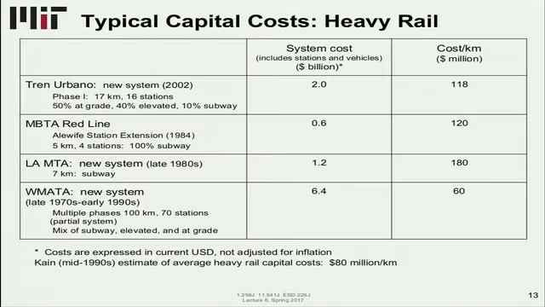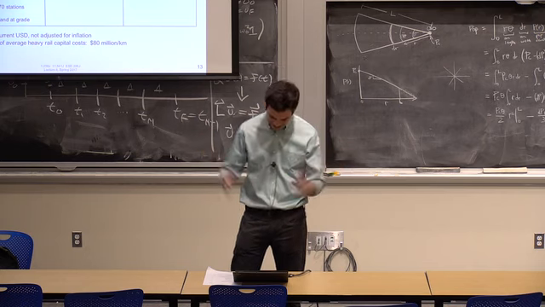Okay, so here are some typical costs. Here are some four examples, right? And they vary a lot, but it gives you some idea of the magnitude of these costs. So Tren Urbano was one of the most recent systems. It was built in 2002 in San Juan, Puerto Rico, and it was 50% at grade, about 40% elevated, and 10% subway. There's a small section that was subway. It cost about $2 billion to build. And if you divide that by the length of the corridor, it comes out to $118 million per kilometer, right? So it gives you an idea of what it takes.